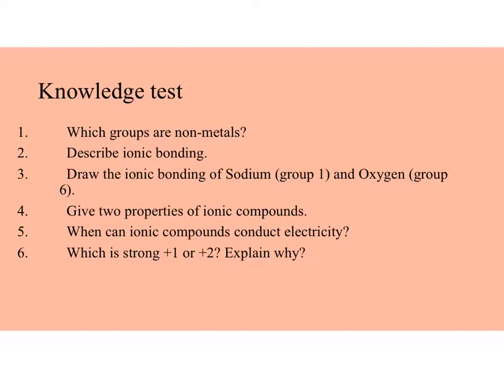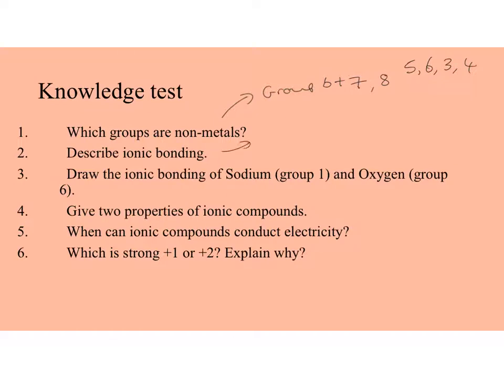So, which groups are non-metals? The big non-metal ones are group 6 and 7. They're the ones that you're going to use, okay? Obviously, you could have put group 8. They're also non-metals. And then the tops of groups 5 and 6, 3 and 4, they've all got certain non-metals, but the big ones with full non-metals are 6 and 7.